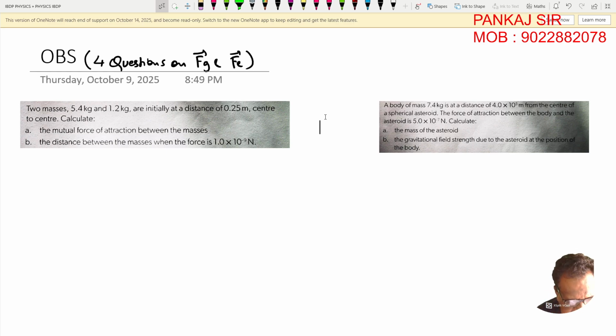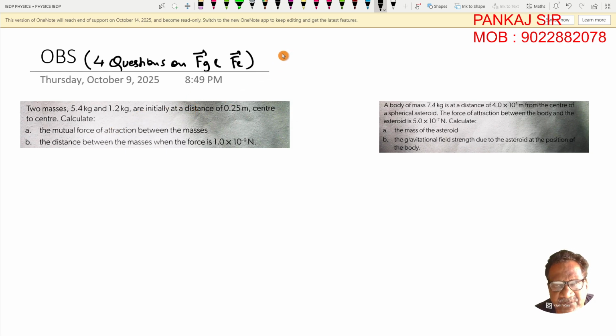I'm going to solve a couple of questions based on numericals from the gravitational and electrostatic fields. So these are 4 questions based on gravitational force and electrostatic force. I am going to solve them today in front of you.